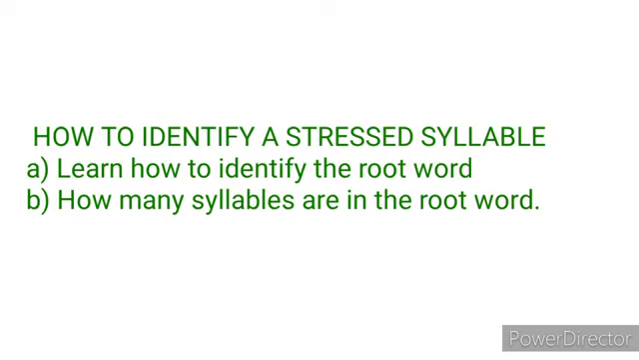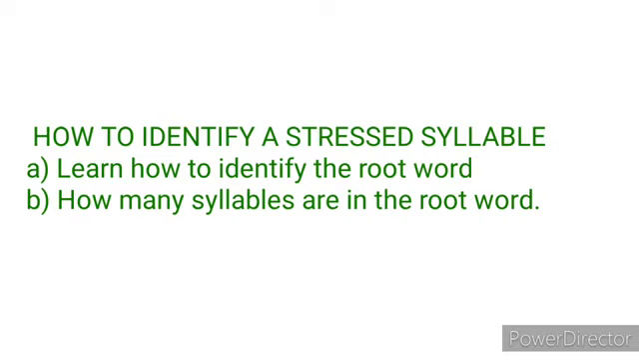After you've identified the root word, the next thing you should do is to check how many syllables the root word has. For example, the word understand has 3 syllables. Comfort has 2 syllables. Nation has 2 syllables.